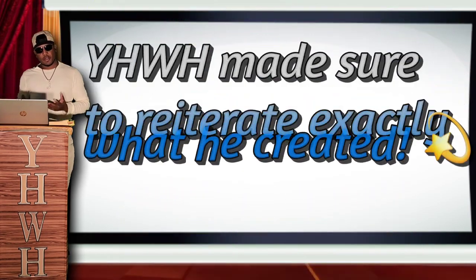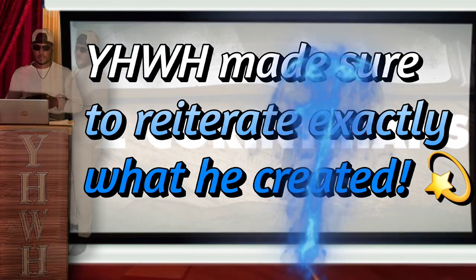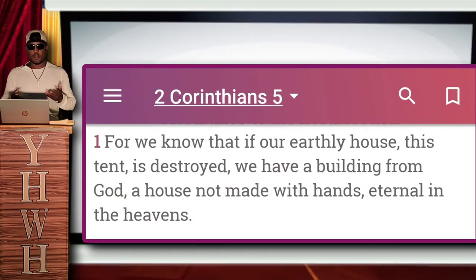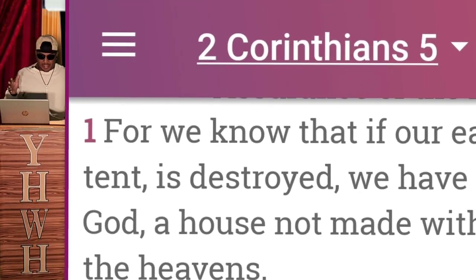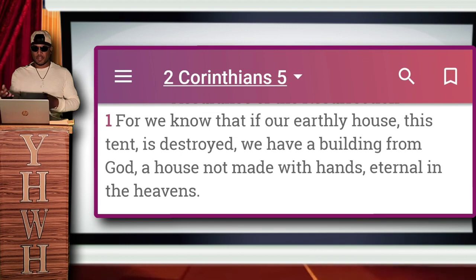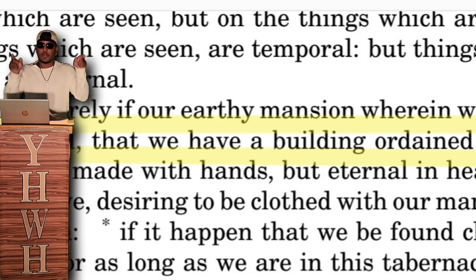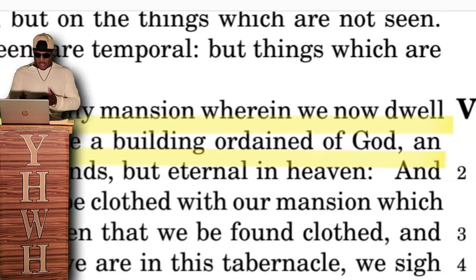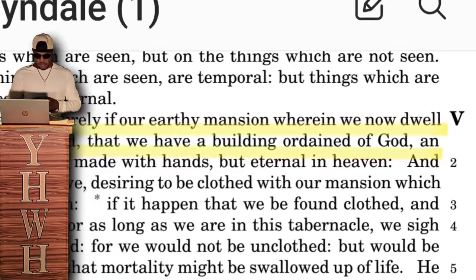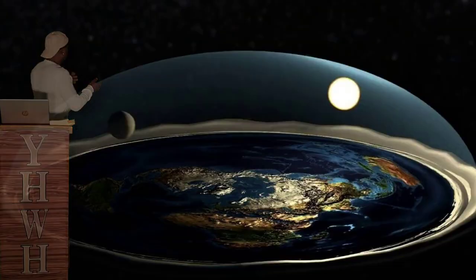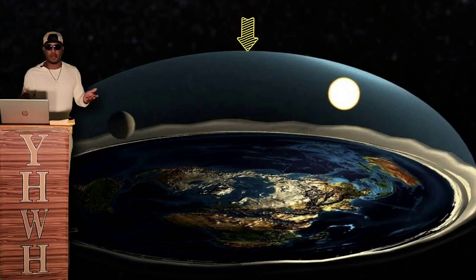So now we're going to compare other verses in the Bible to the creation story. Follow me to 2 Corinthians chapter 5, verse 1, New King James Version. For we know that if our earthly house, this tent, is destroyed, we have a building from God, a house not made with hands, eternal in the heavens. All right. Tyndale: We know surely if our earthly mansion, a house with a ceiling and a roof, wherein we now dwell, were destroyed, that we have a building ordained of God. Earthly house. It's right there. This place is a house with a roof protecting us. It's just that simple. All right?